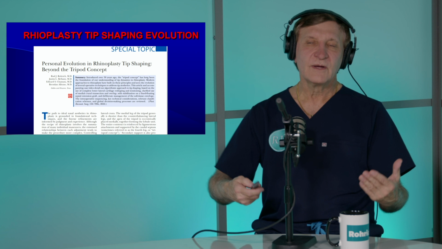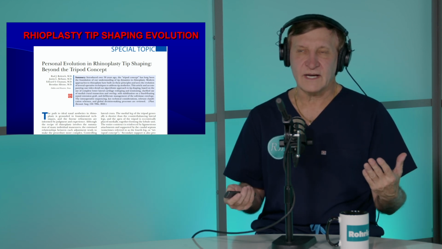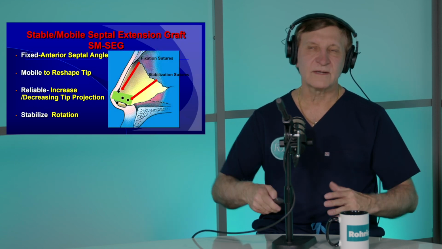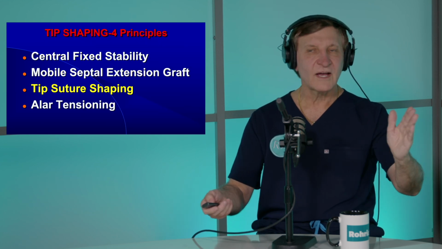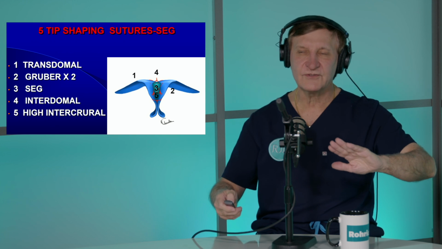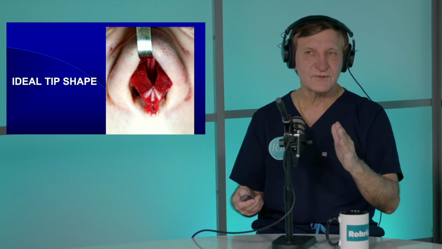These are the articles that I fed into the Google AI, and they were the basis for this podcast. It talks about the development of the septal extension graft, the fixed and mobile septal extension grafts, how it's important to use for tip shaping, the sutures you have to use to do that, and how you can restore beautiful tip shape and contour and give good results, like in this beautiful lady that needed tip rotation upward, removal of her dorsal hump, and refinement of her tip.